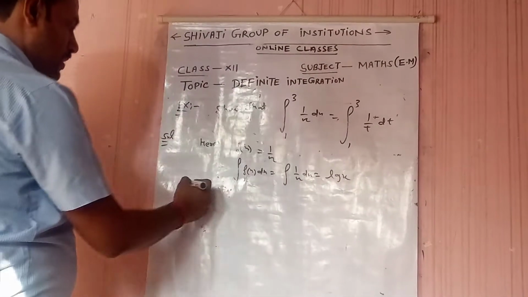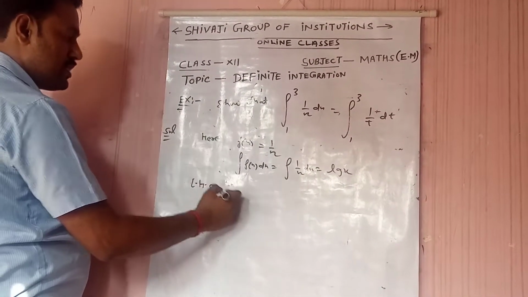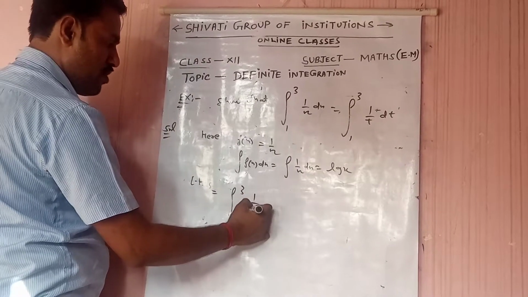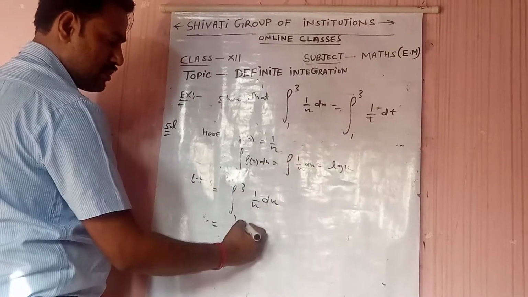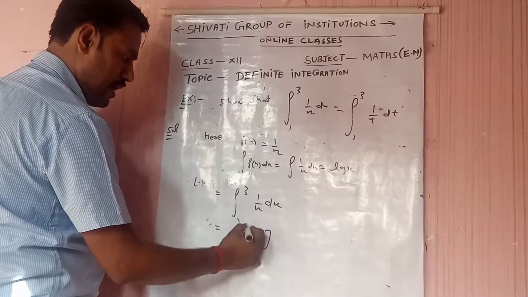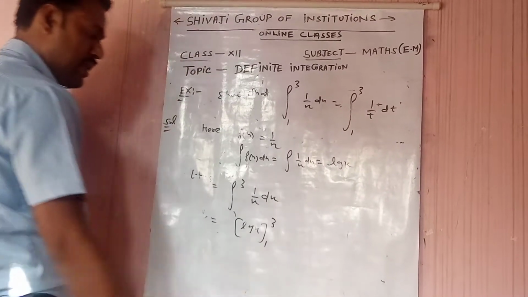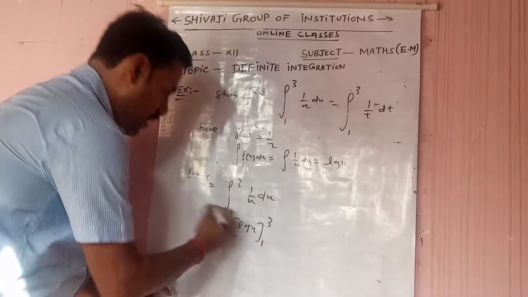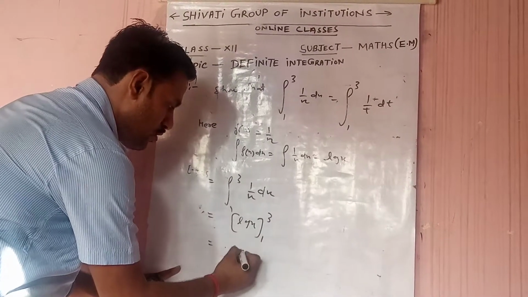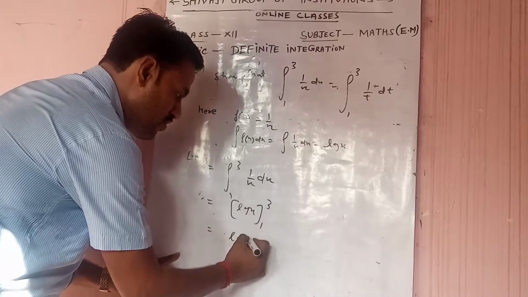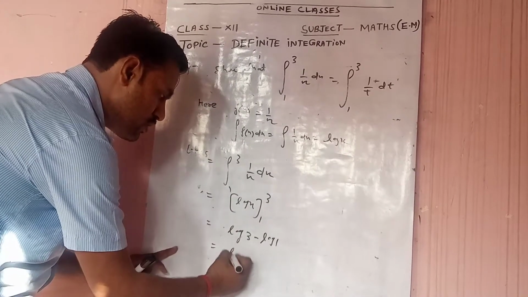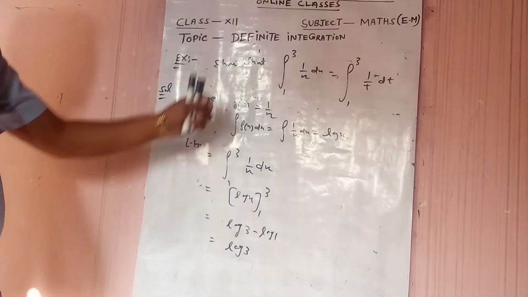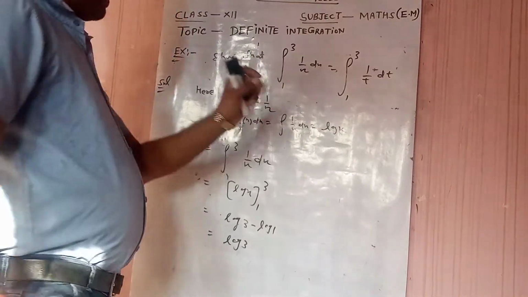So take LHS, students, first. LHS is 1 to 3 of 1 upon x dx. So the integration of 1 upon x is log x, with limits 1 to 3. Then apply the limit. As you all know, apply the upper limit in place of x, so log 3 minus log 1. Log 1 value is 0, students. So this gives log 3. So the value of the LHS side is log 3.